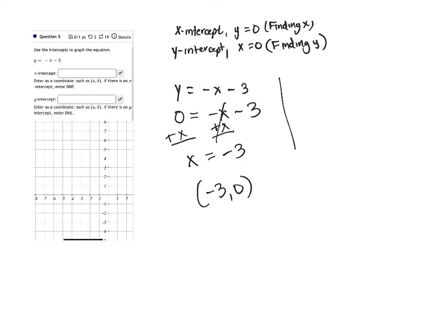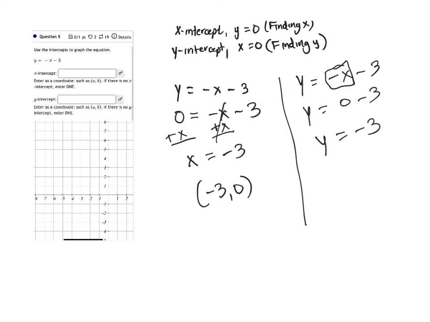And then I'm going to find the y-intercept. Now I'm going to find it using the same steps we have, but I'm going to then tell you a shortcut. So y equals negative x minus 3. We're going to replace the x with 0. So that means this right here goes away because that's going to be 0 minus 3. So y equals negative 3. So that's the ordered pair 0, negative 3.